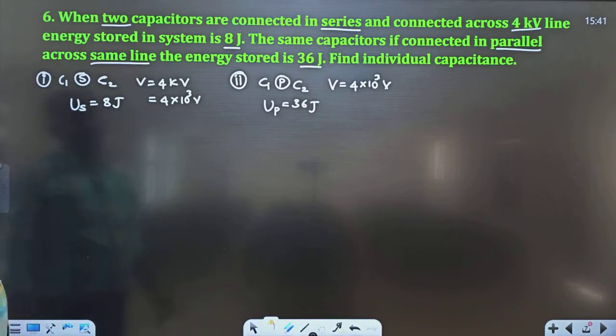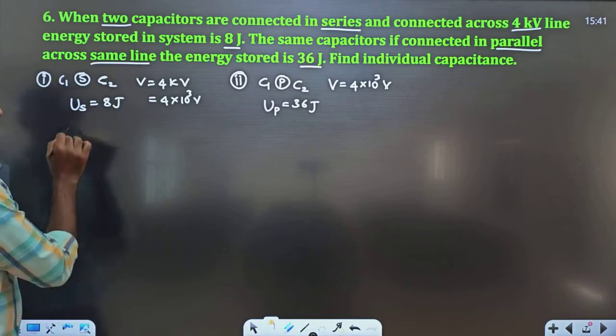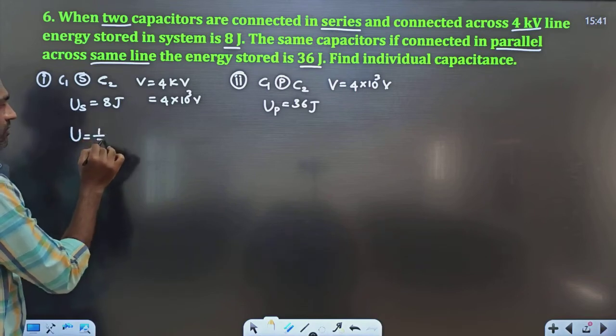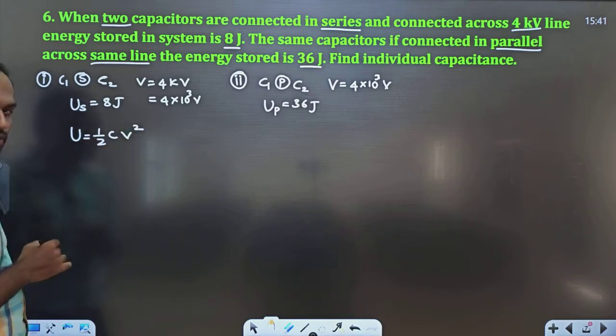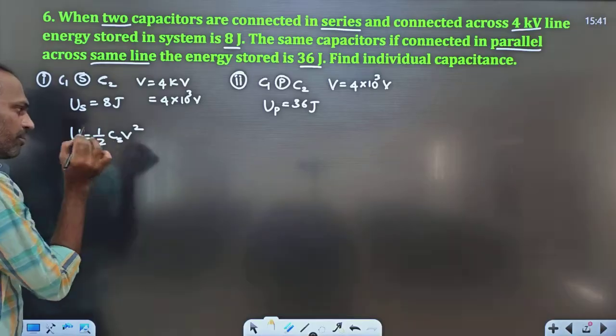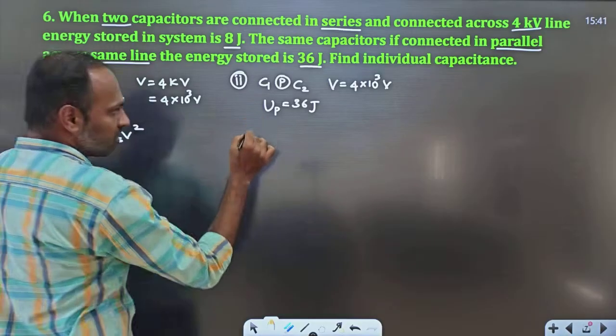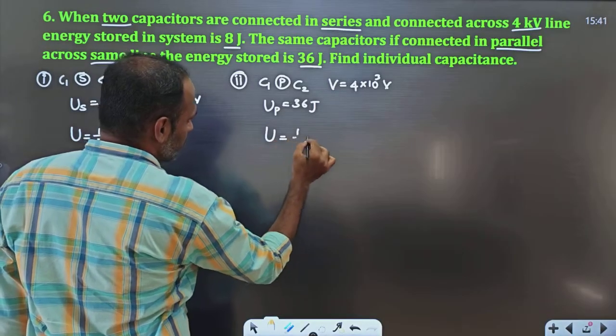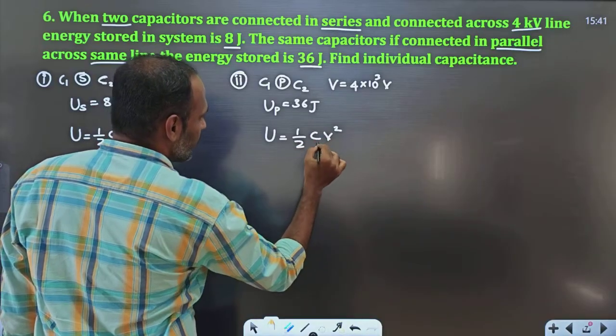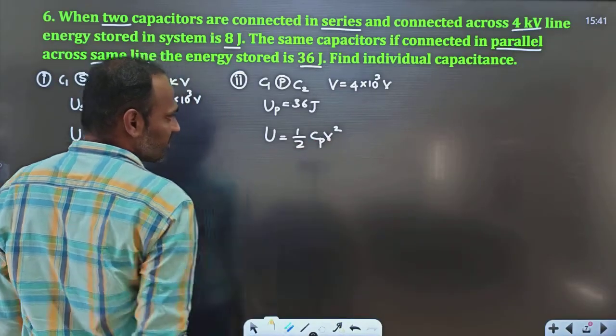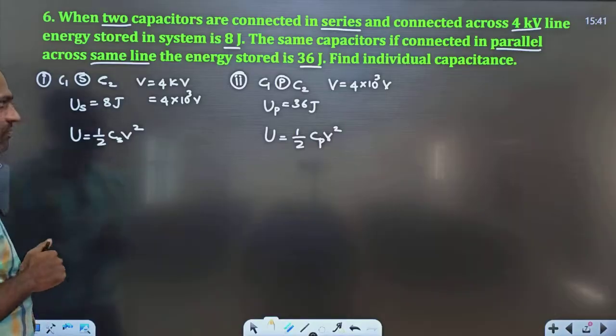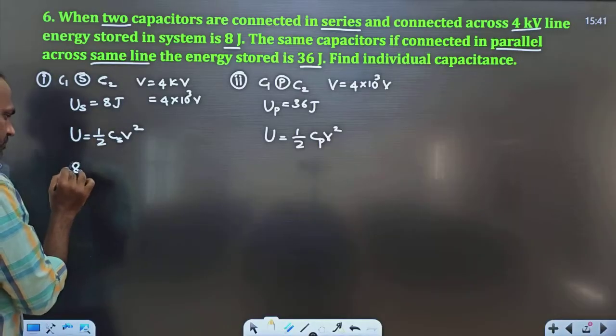Okay. So now look here, the stored energy is given to us. What is the formula for energy? Energy is half CV square. This is the energy formula. You take effective capacitance here. Here also energy is given, use the energy formula, half CV square. But this time you use CP, the effective parallel capacitance. Here, series capacitance. Okay, energy is 8 joule.